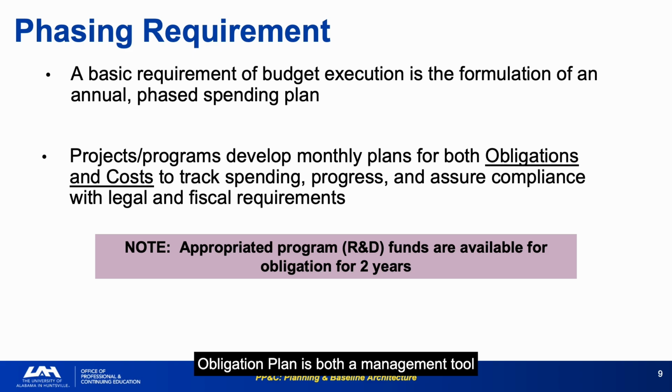The monthly cost and obligation plan is both a management tool and a compliance document. It demonstrates that the program plans to spend its funds in accordance with appropriation rules and within the available period. Programs that do not develop phased monthly plans cannot analyze execution performance meaningfully. There's no baseline to compare actuals against. The phase plan is the foundation of all execution analysis.